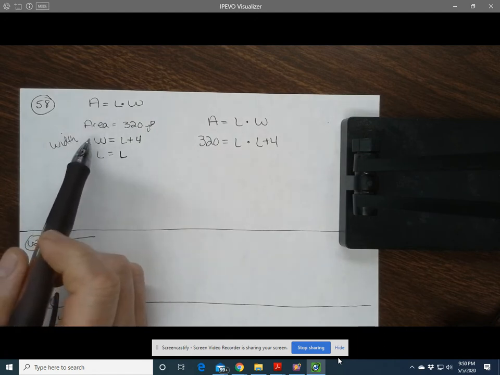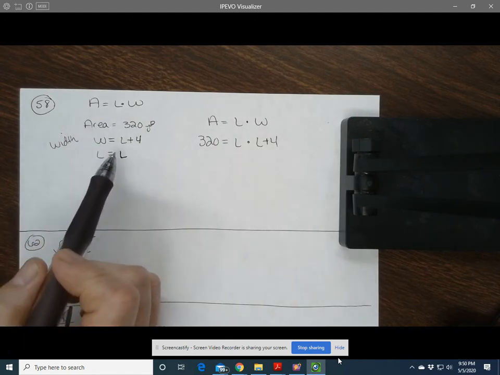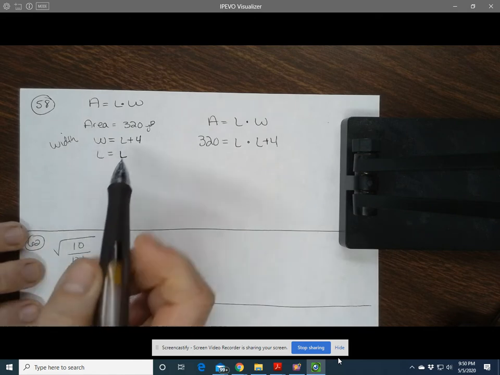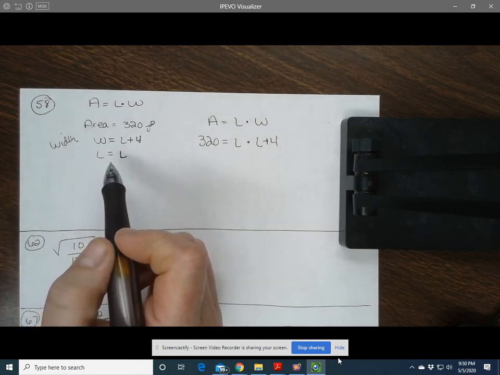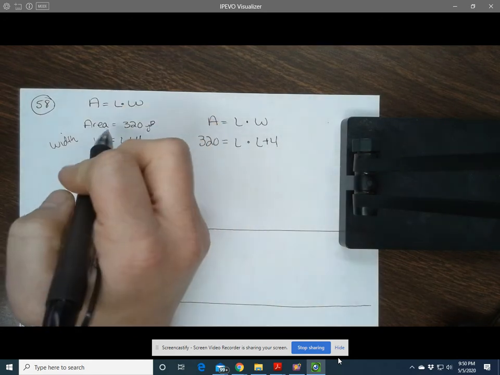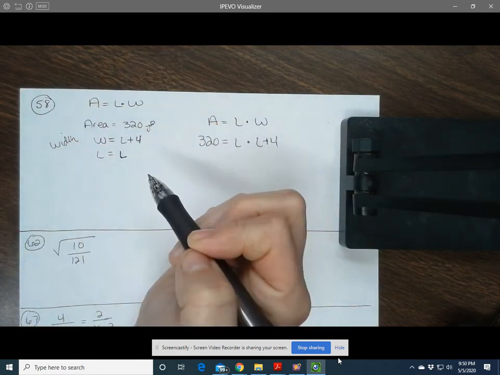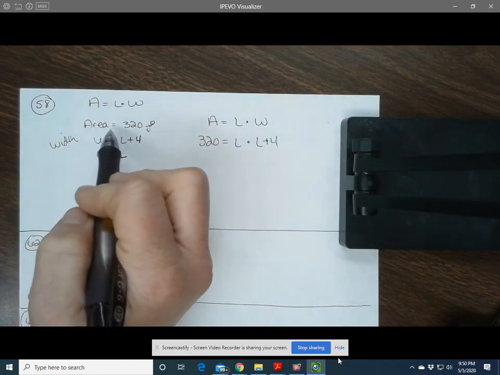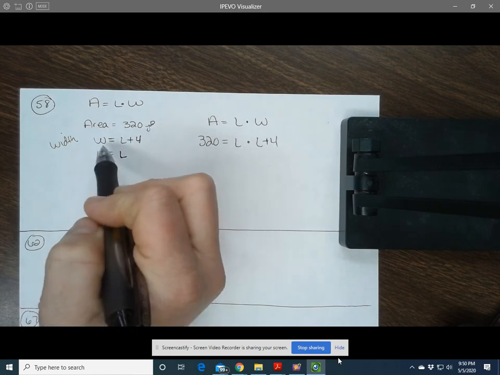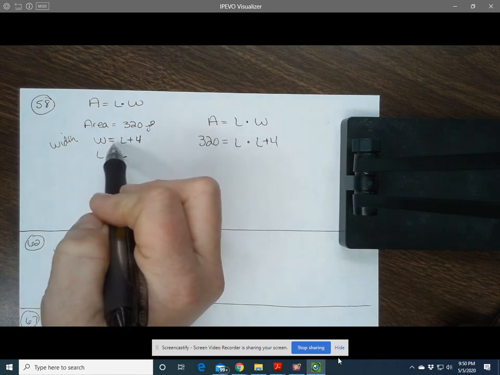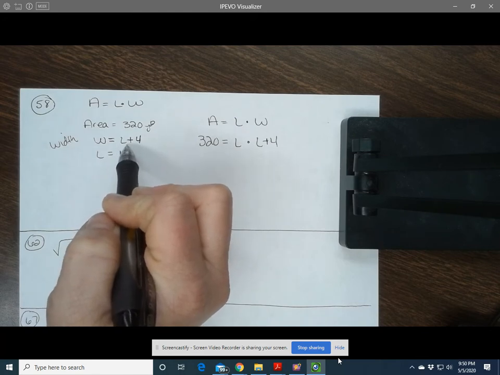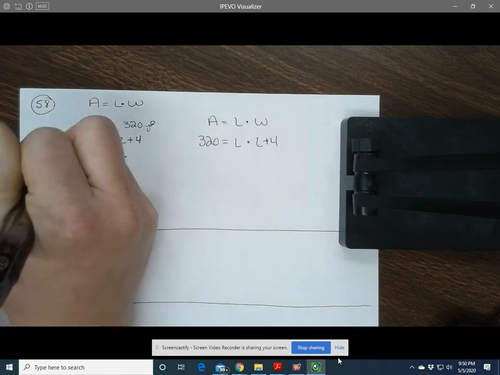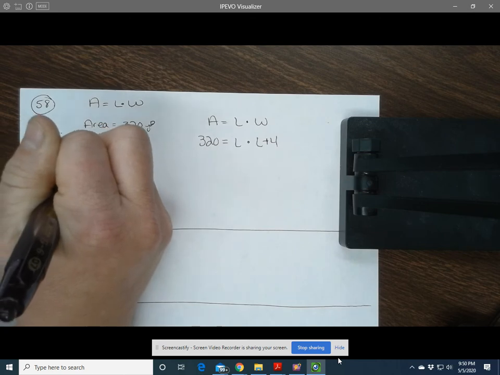it tells you that the area of a playground is 320 square yards and that the width of the playground is 4 yards longer than its length. So we know that area is length times width. The area is 320 square yards. It says its width is 4 yards longer than its length. And then, of course, the length is what we're going to use as L.